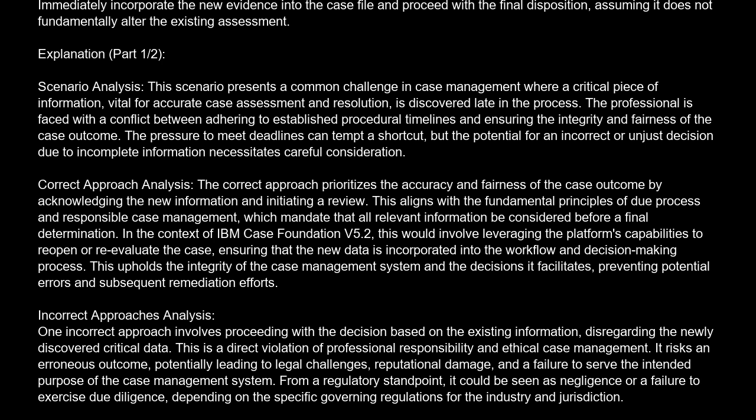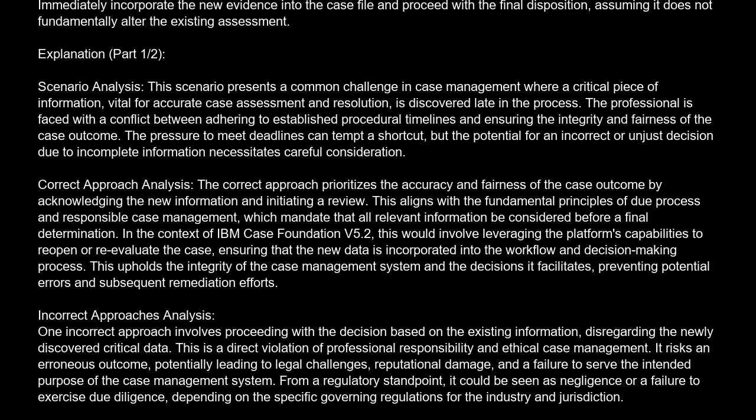The professional is faced with a conflict between adhering to established procedural timelines and ensuring the integrity and fairness of the case outcome. The pressure to meet deadlines can tempt a shortcut, but the potential for an incorrect or unjust decision due to incomplete information necessitates careful consideration. Correct approach analysis. The correct approach prioritizes the accuracy and fairness of the case outcome by acknowledging the new information and initiating a review. This aligns with the fundamental principles of due process and responsible case management, which mandate that all relevant information be considered before a final determination.